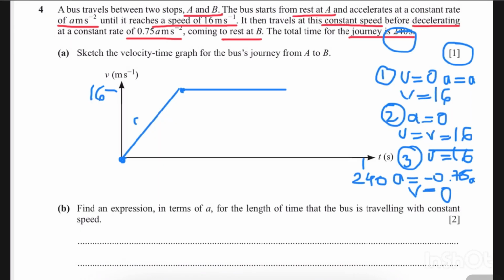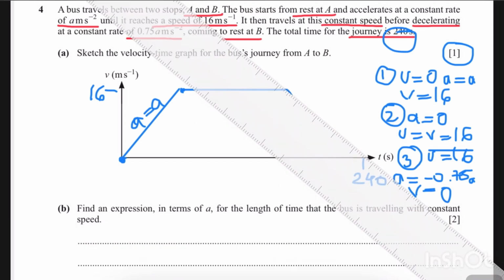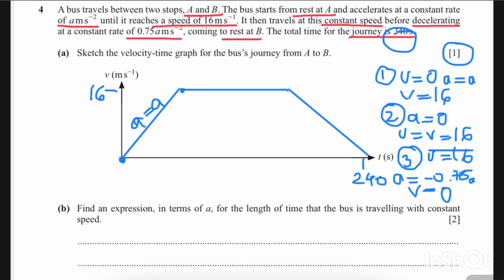For the first part, they've given us that the acceleration is a. The slope of the third line segment is lower than the first. It will be flatter than the first segment. I will join the line from 16 to the point 240 on the graph.